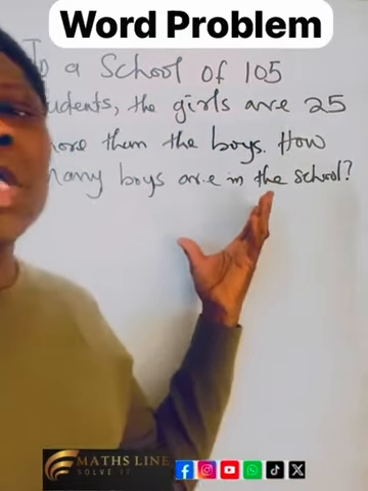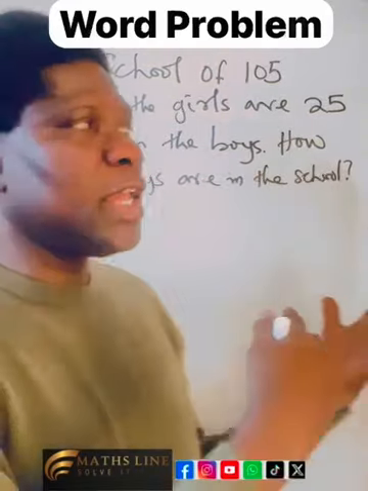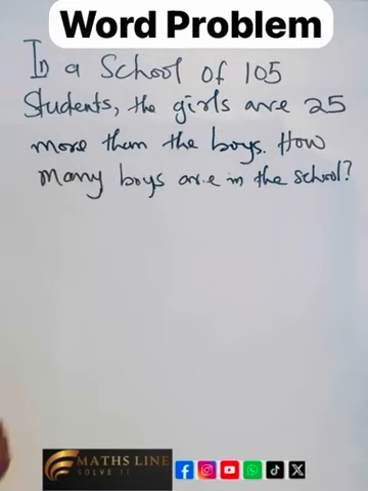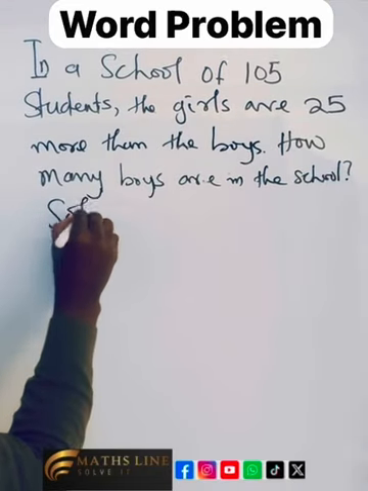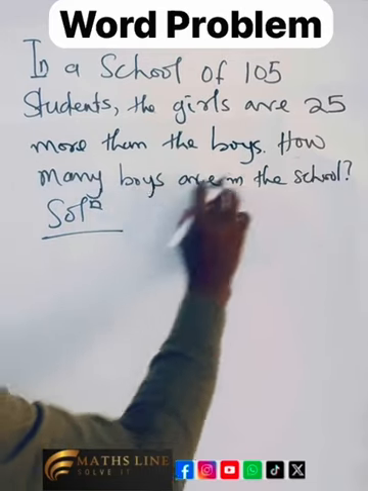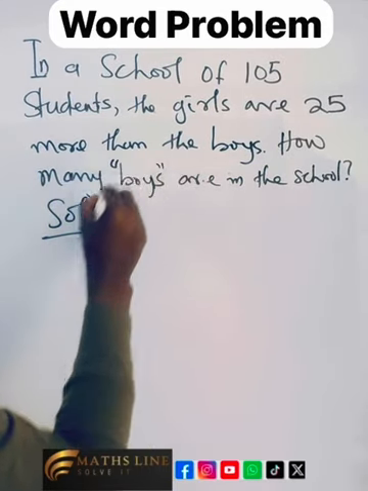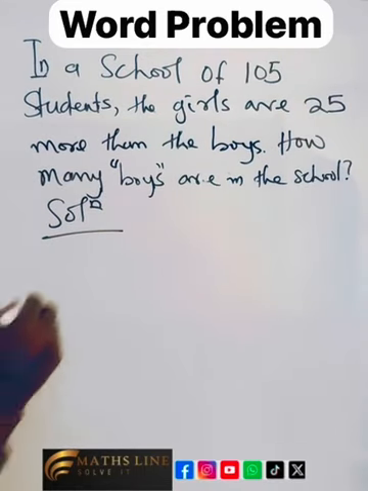First, you need to understand what the question is actually talking about so that we'll be able to extract the elements from this question. So to do that, solution, we can say that the number of boys is not known. So our focal point here is the number of boys. So let us look for the number of boys.